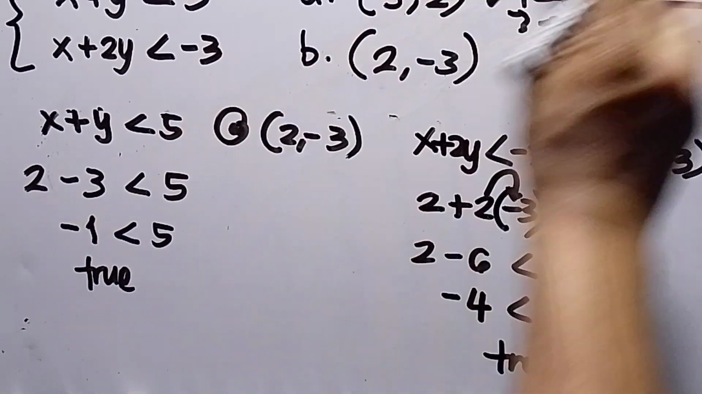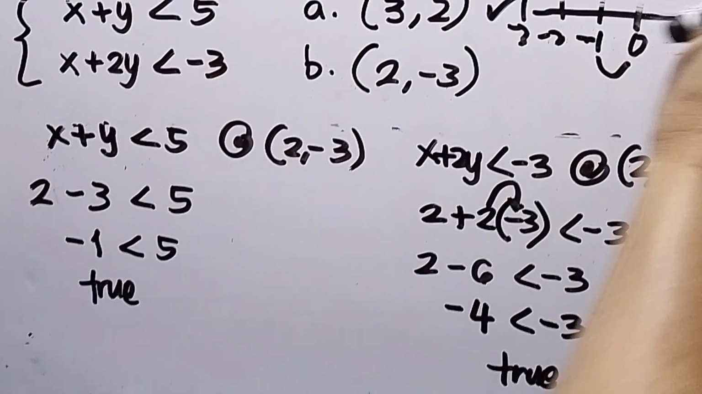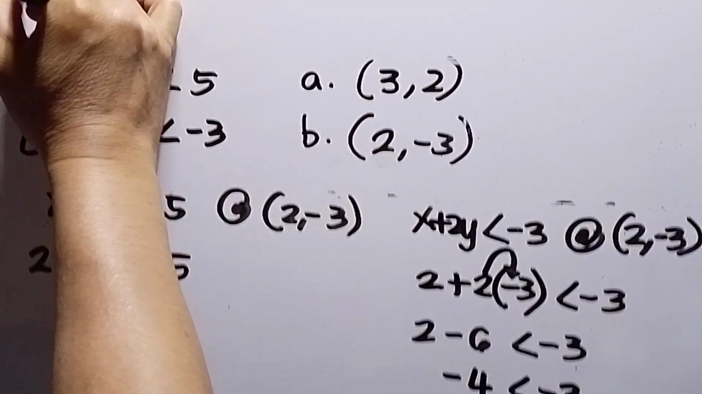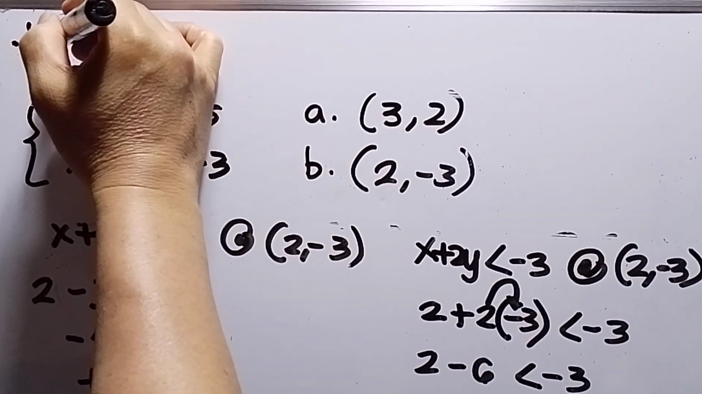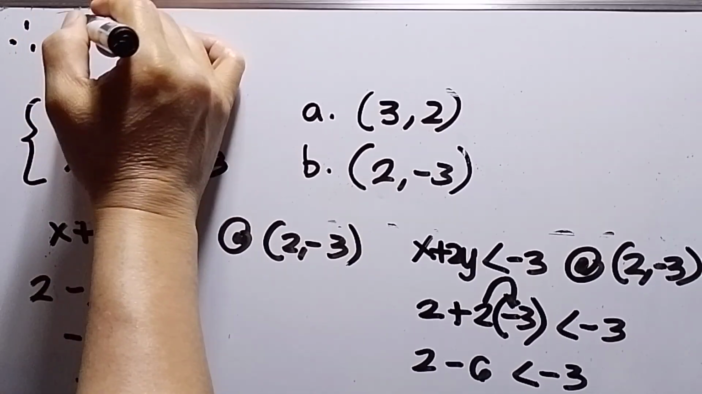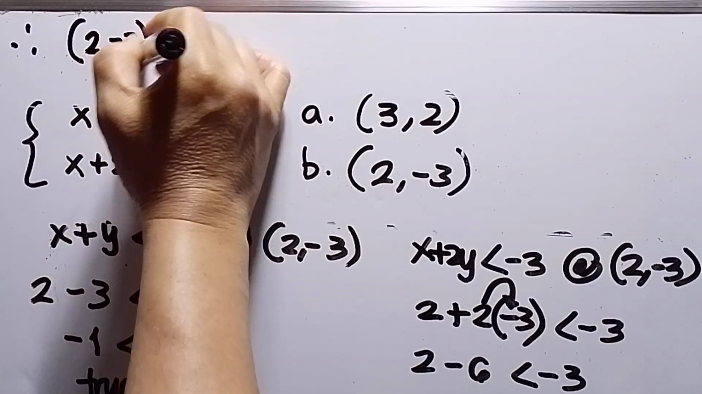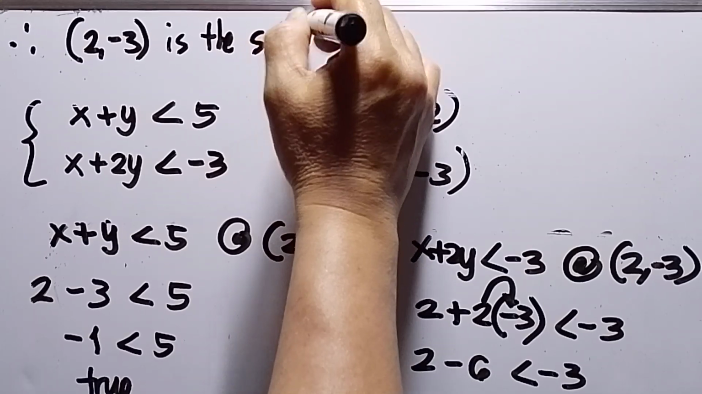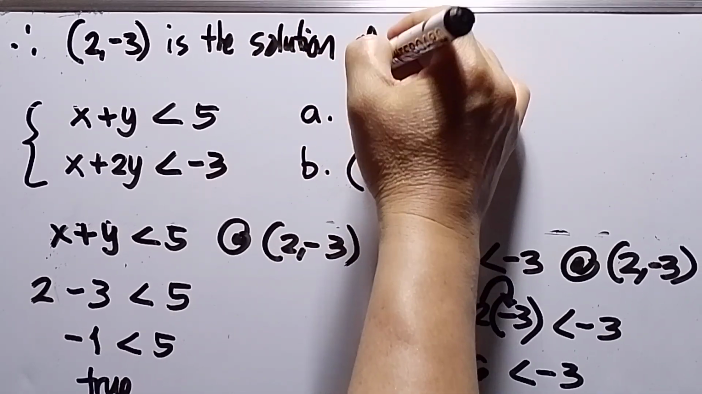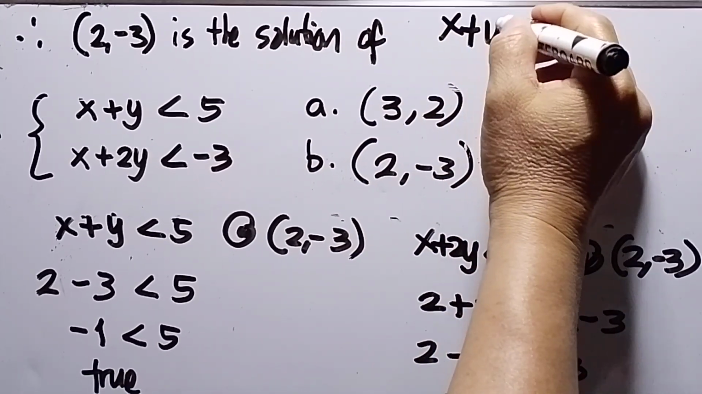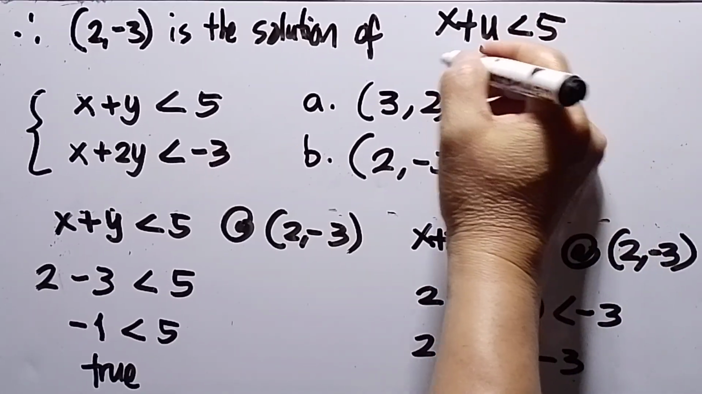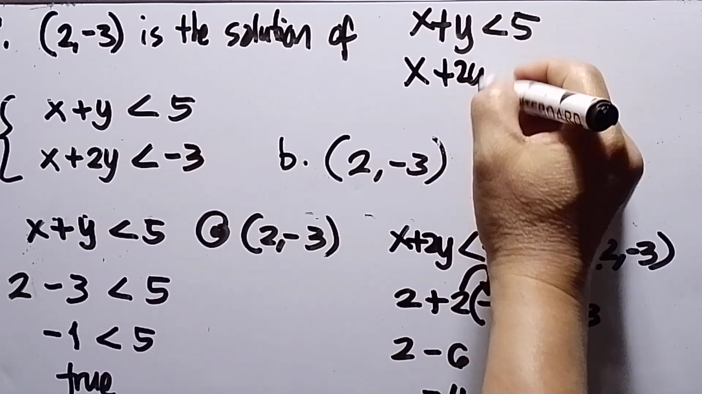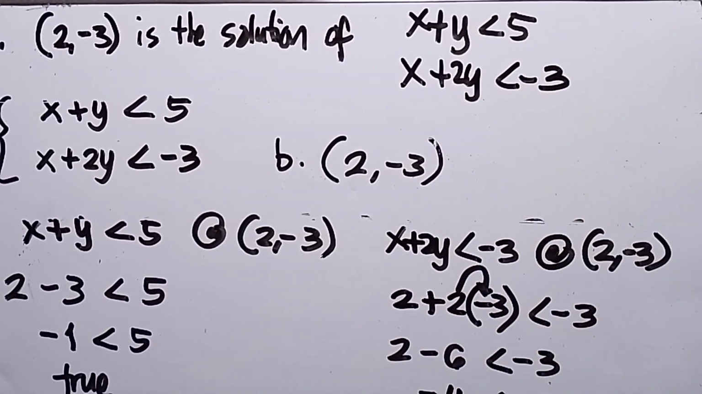So my conclusion for the second coordinates: 2 and negative 3 is the solution of x plus y less than 5, and then x plus 2y less than negative 3. That's all.